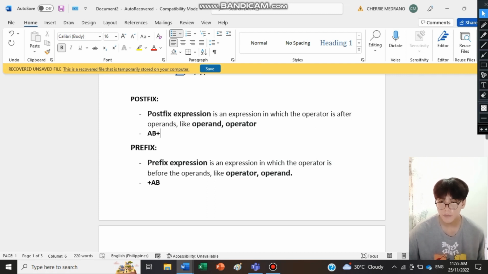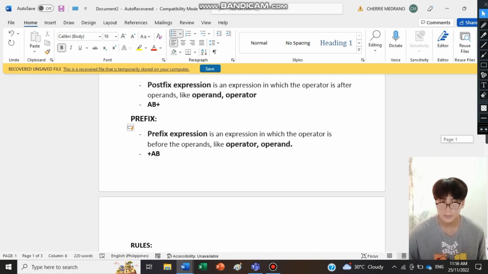Next we have the prefix. A prefix expression is an expression in which the operator is placed before the operands, like operator, operand, operand. So prefix is just the opposite of postfix. If in postfix the operators are placed after the operands, then in prefix the operators are placed before the operands. So this is what a prefix looks like: plus A B. You can see that the plus operator is placed before the operands.